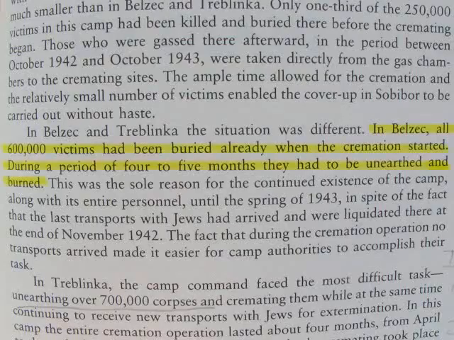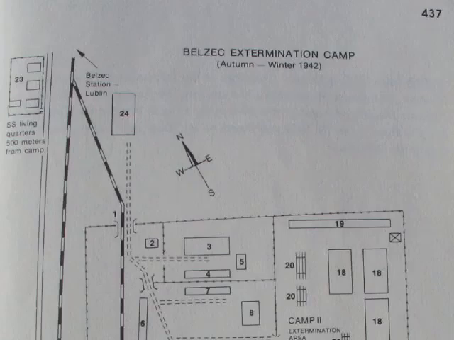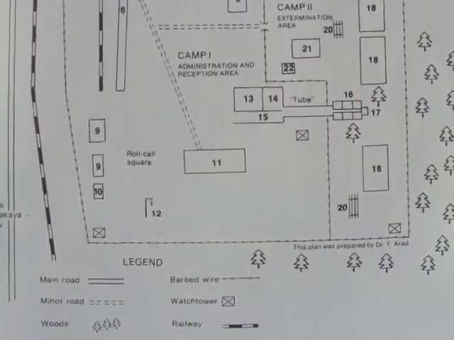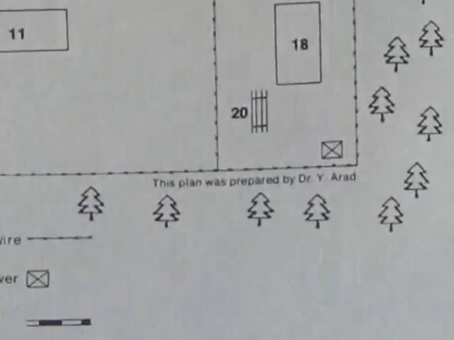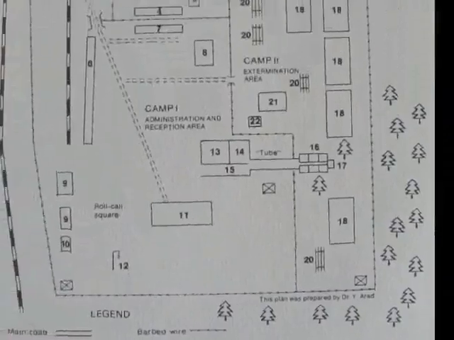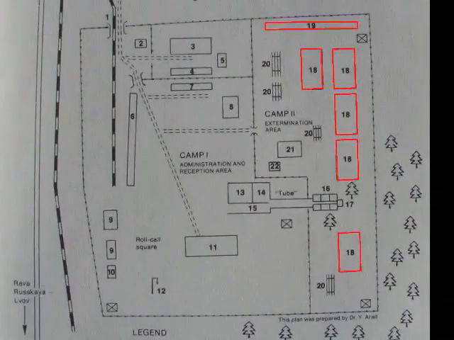Arad writes on page 177, "In Belzec, all 600,000 victims had been buried already when the cremation started. During a period of 4 to 5 months, they had to be unearthed and burned." So how much burial space is on the map for 600,000 people? We look on page 437, and we see the map is made by Dr. Y. Arad, who is the author of this book, and who for many years was the director of Israel's Holocaust Museum. Here are the pits. This is how much burial space is on the map for 600,000 people.